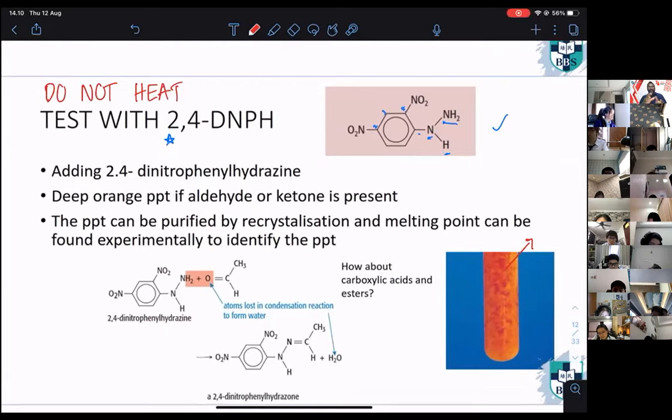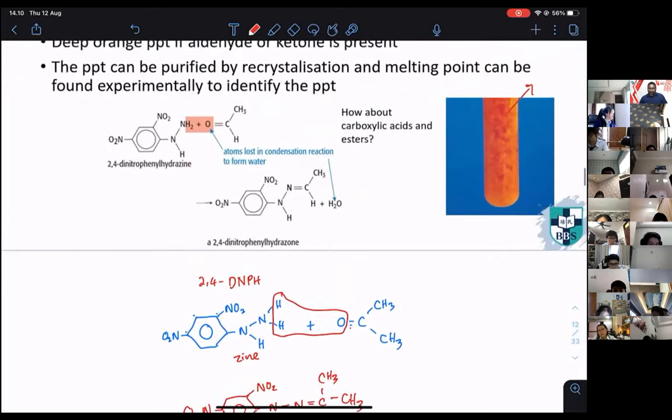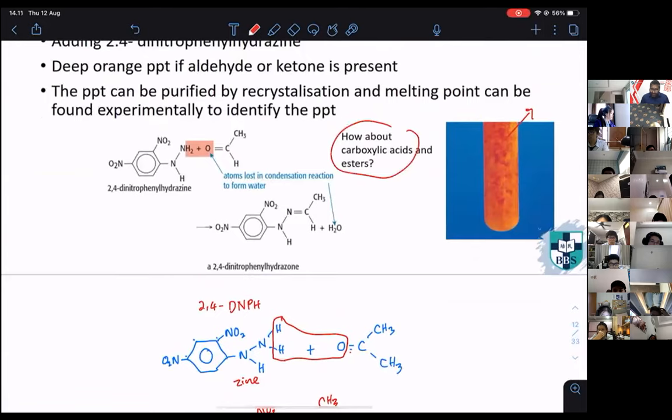Okay, it will become like that. So you do not need to heat them. Very important, no need to heat. Now, how about carboxylic acid and ester? Oh, they also have C double bond O. Do they give you the deep orange precipitate?